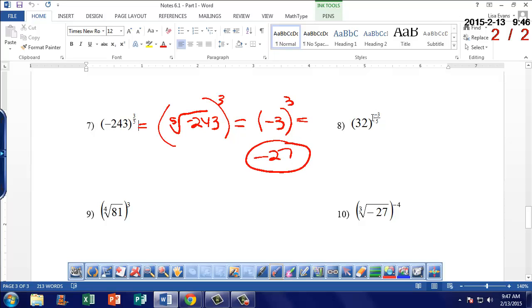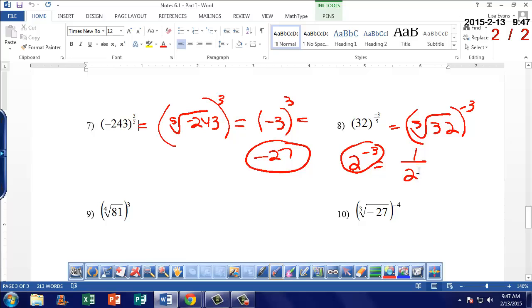Okay? Okay, look at this one. We're going to take the 5th root of 32, and then we're going to raise that to the negative 3rd power. Now, if I take the 5th root of 32, I get 2. So 2 to the negative 3rd power. You don't want negative exponents. Remember our rules of exponents. So we're going to put this whole thing on bottom. So I have 1 over 2 cubed. I will accept this as the answer, but 2 cubed is pretty easy to know. So it's just 8.